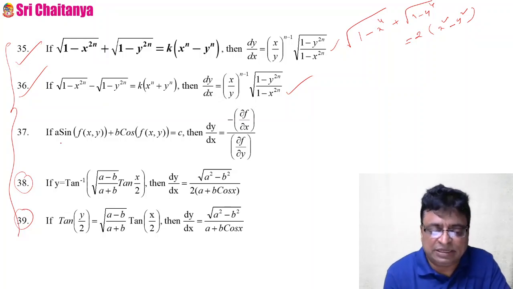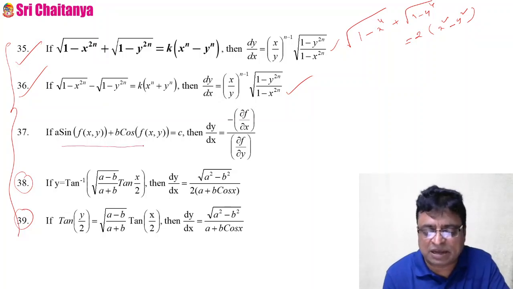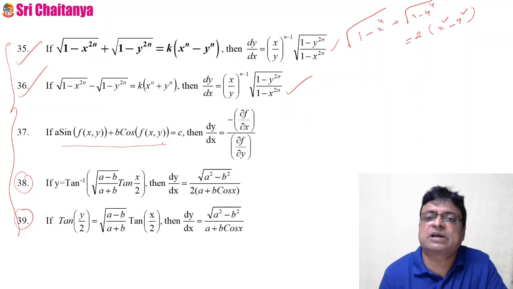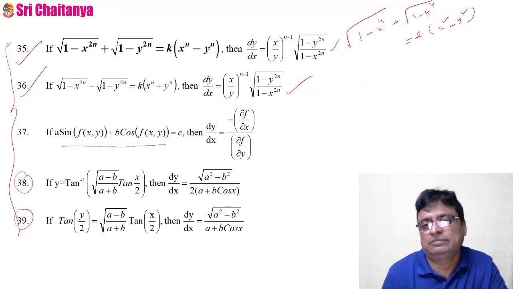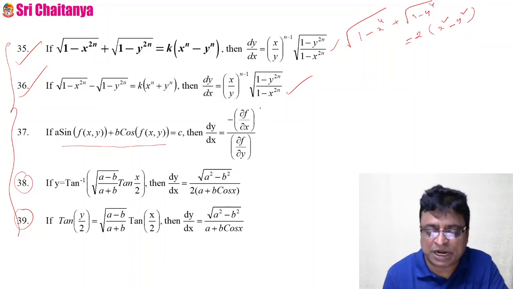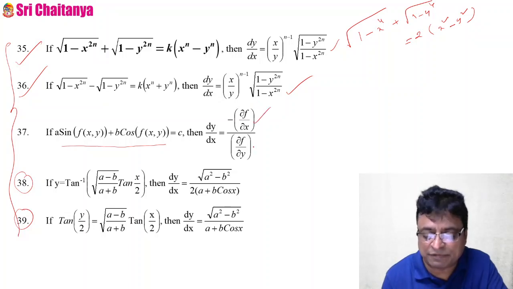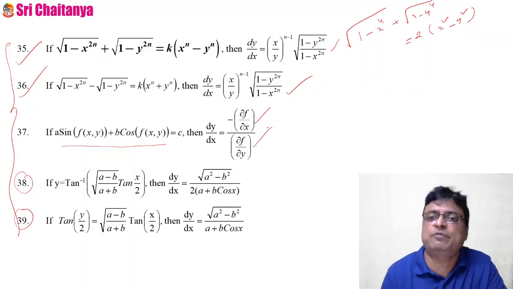37. If a sin of f of x comma y plus b cos of f of x comma y equal to c, where f of x comma y is a function in x and y, then dy by dx is equal to partial derivative of f of x comma y with respect to x by partial derivative of f of x comma y with respect to y.